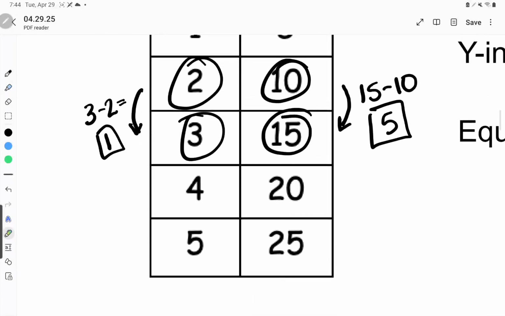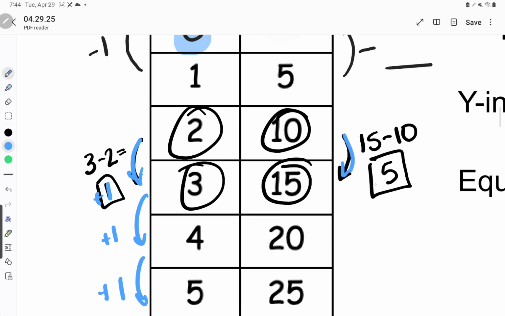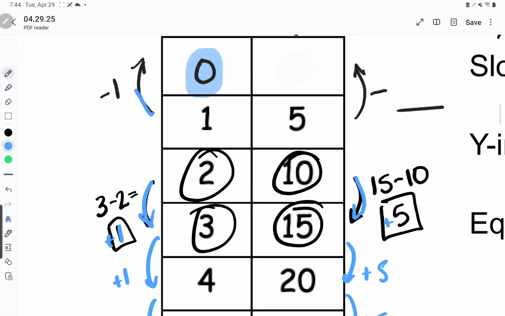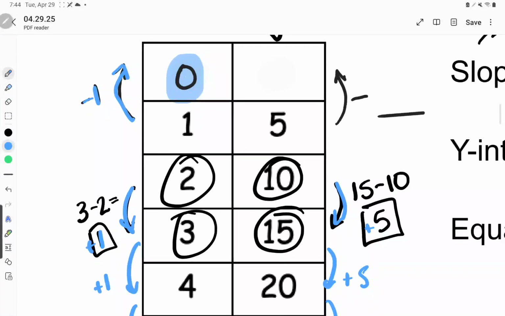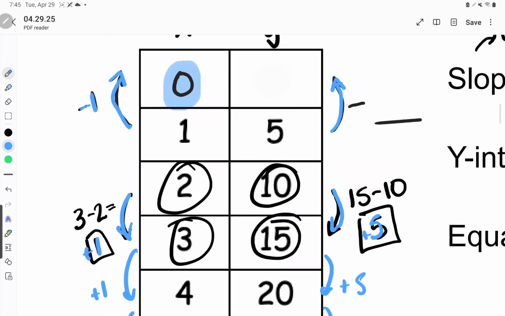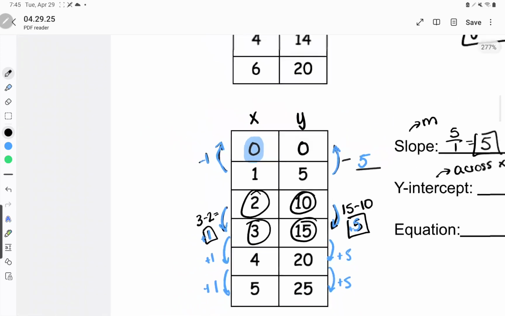Well, from here, we're adding 1 every single time, right? So we've got 2 to 3 is plus 1, 3 to 4 is plus 1, 4 to 5 is plus 1, right? And over here, we have 10 to 15, which is plus 5, 15 to 20, which is plus 5, and 20 to 25, which is plus 5. Well, I'm moving backwards. So if I subtract 1, what does that mean I do on my right side? Over here, every time I'm adding 5. So if I move backwards, then I need to actually subtract off 5. And that would give me a y-intercept of 0.